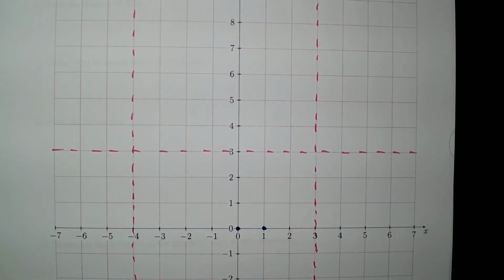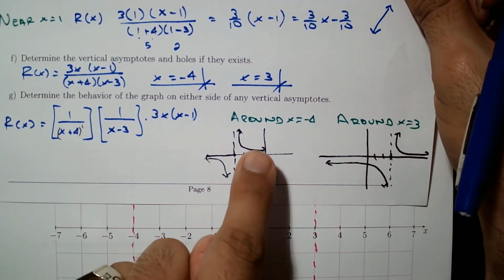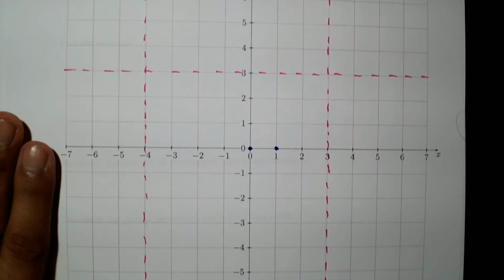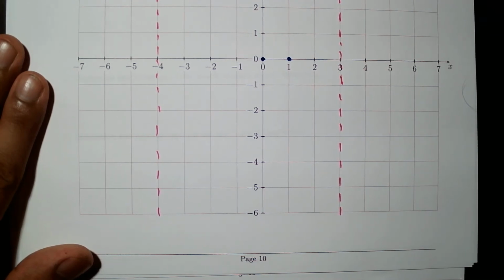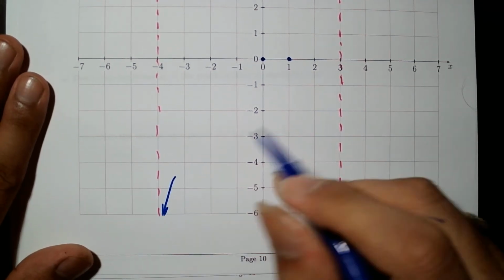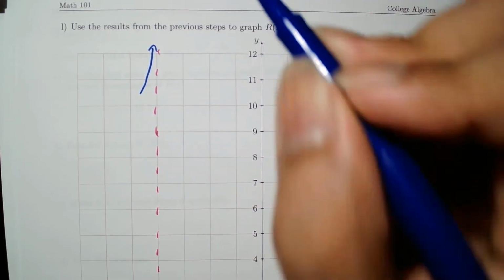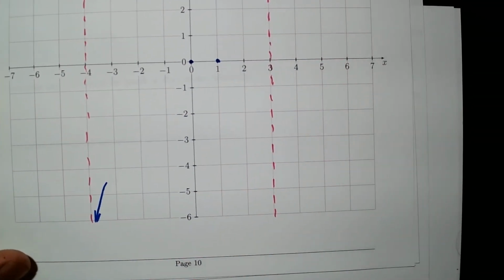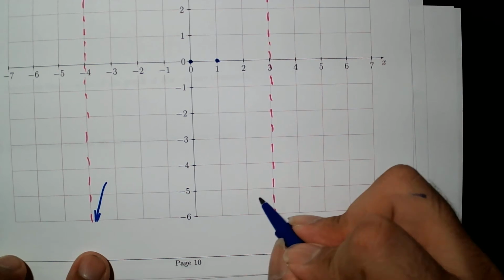Actually, the behavior, which we get from the asymptotic behavior around x equals -4, is that it's going to go into different infinities, negative on this end, something like this, and something like that over here. Around the other asymptote, same. In this case, we are going to have, hold on, something like this.